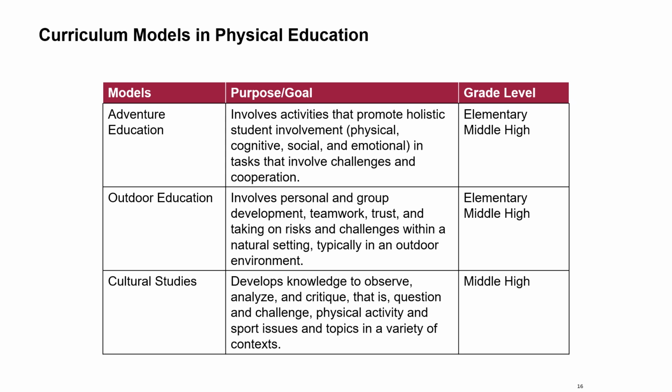Now, this involves activities that promote holistic student involvement, and they're working on physical, cognitive, social, and emotional arenas in tasks that involve challenges and cooperation. Again, elementary, middle, or high school. Outdoor education involves personal and group development, so there's teamwork, trust, and taking on risks and challenges within the natural setting, typically an outdoor environment. And again, elementary, but mostly middle and high school.